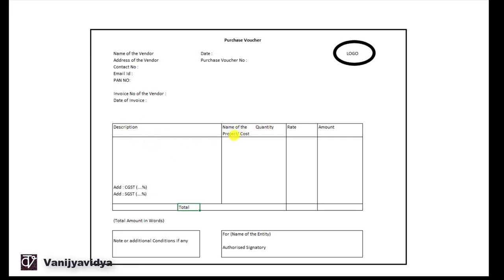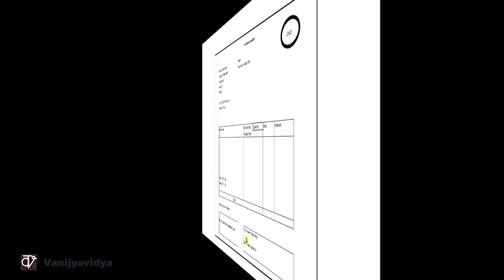Then we have the description here, name of project or cost center. This is for internal purpose, for which goods are purchased. If it is for a specific project, then we have to add the name of the project or the cost center here. Then quantity, rate, amount, then add the taxes, total amount in words, any additional notes here, and here the authorized signatory has to sign.